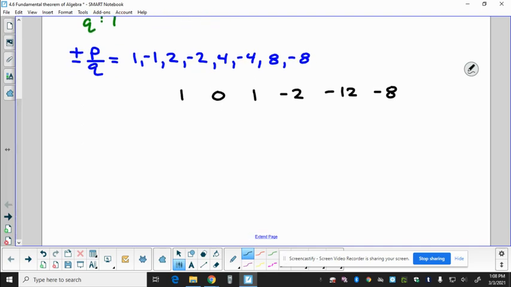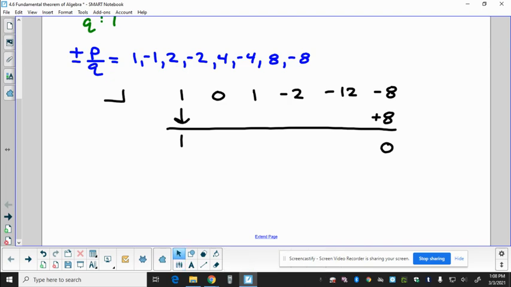Okay, there's our list. We don't know what number is going to work yet, but let's see if we can figure it out. We know there's going to be a 1 there. We know that's got to be 8 there to give us a remainder of 0. Who has an idea? What number might work? Let's try -1. That works.